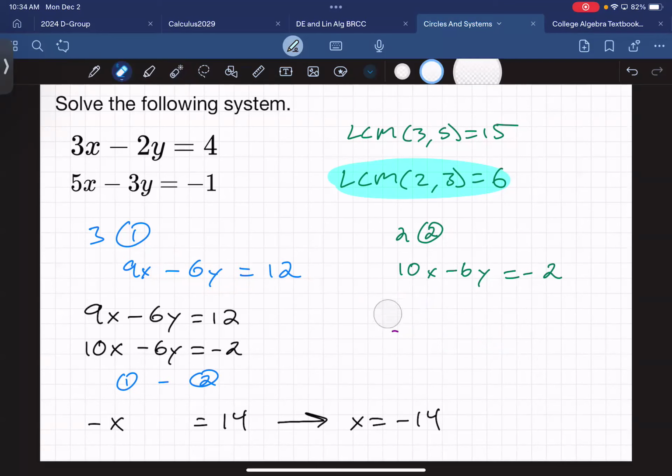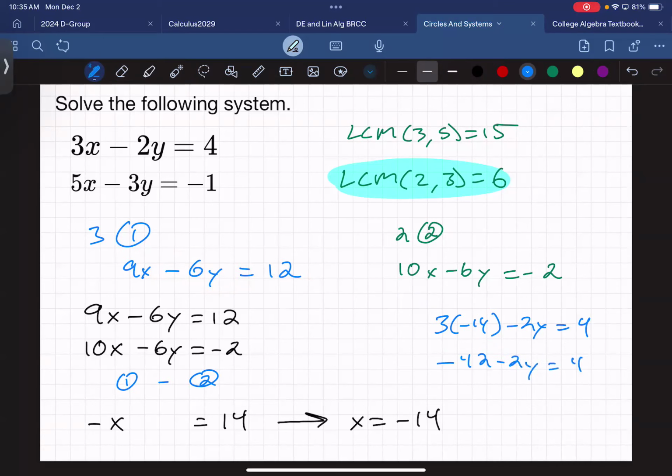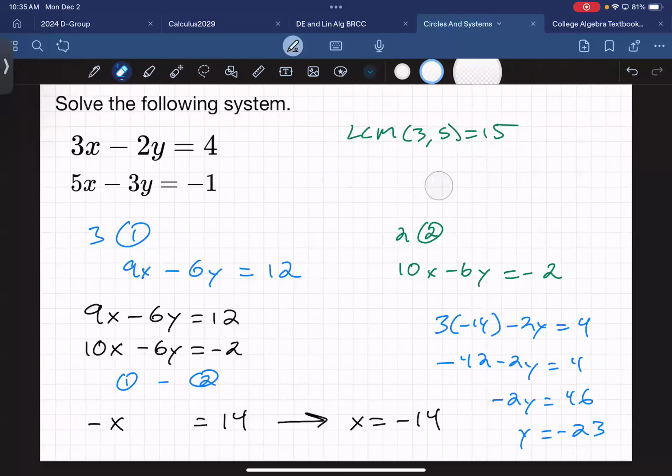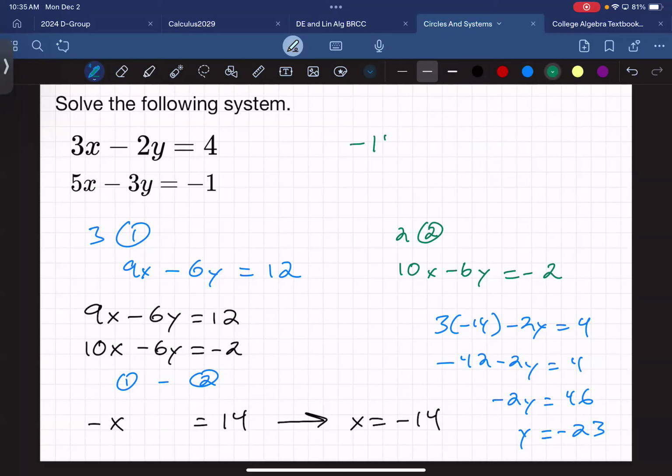Now, with that said, we're not done. We do need to plug in the -14, so let's go plug this in. So 3 times -14 minus 2y equals 4. So it's -42 minus 2y equals 4. y equals -23. So through all that work that we just did, which is more involved than the first two, we found that we should get -14 comma -23.